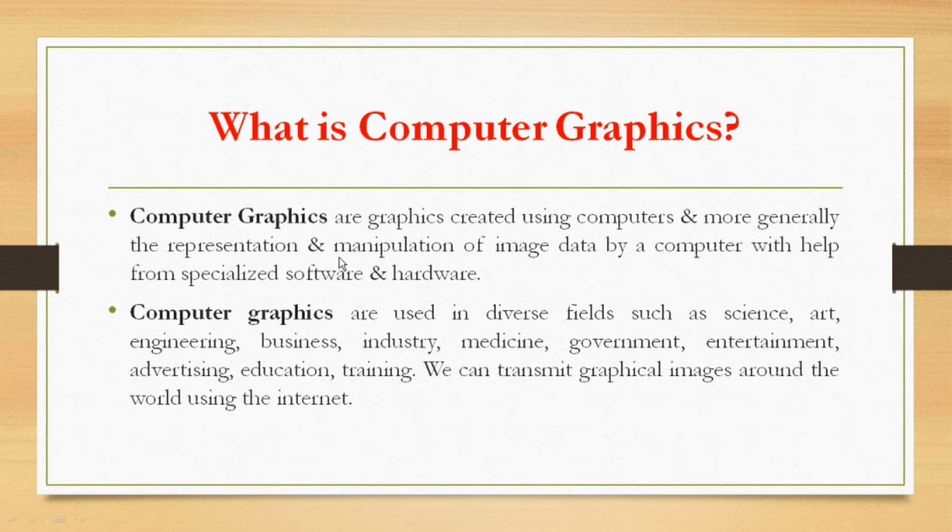How a particular image is represented as well as manipulated. Manipulated means you are able to edit those images. Representing and manipulating that image with the help of specialized software and hardware is known as computer graphics. Computer graphics is graphics created by the computer, where you can represent and manipulate a particular image in your computer with the help of specialized software and some hardware.